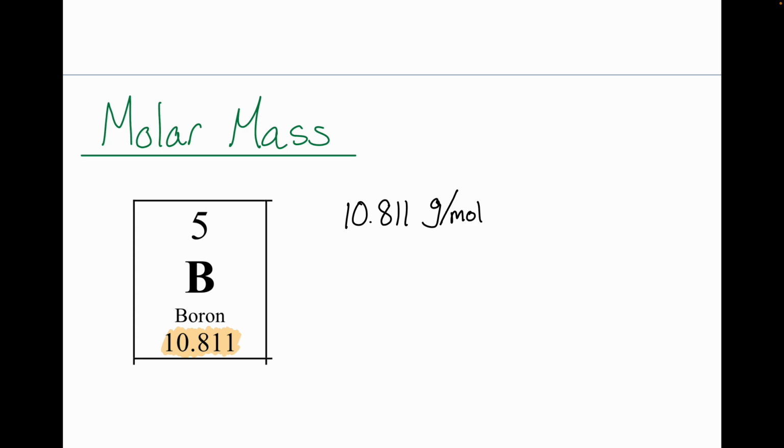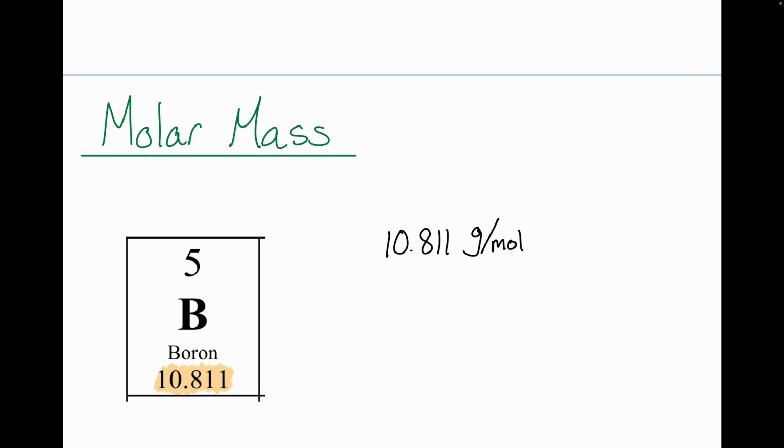Our units are not just grams, they're not just moles, but grams over mole, or what we say is grams per mole. So again, we can just make note: the molar mass is quite simply the mass of 1 mole of that substance.